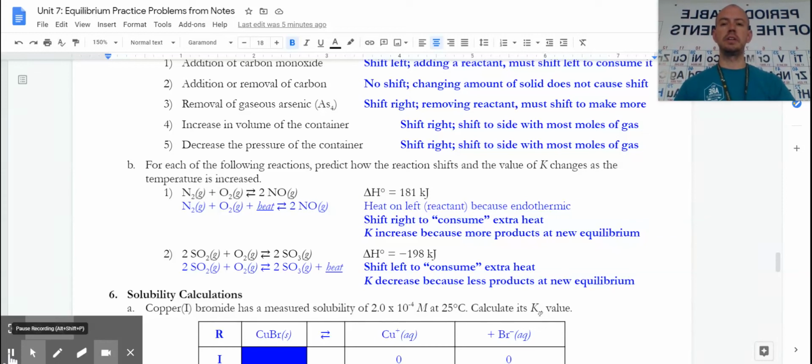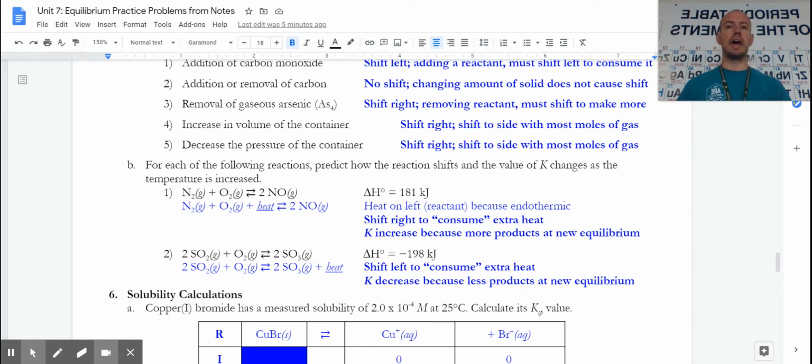On 5B, we're still looking at Le Chatelier's principle. This time we are looking at changes in temperature, so either increasing or decreasing temperature. For that, it's super important to know whether it's endo or exothermic. And the other thing to remember is that changing the temperature is the only thing that changes the value of K. A really common question that you'll see in free response that kind of trips things up.